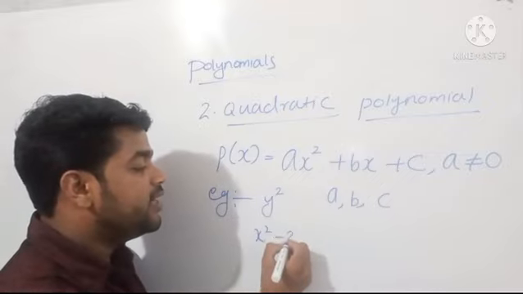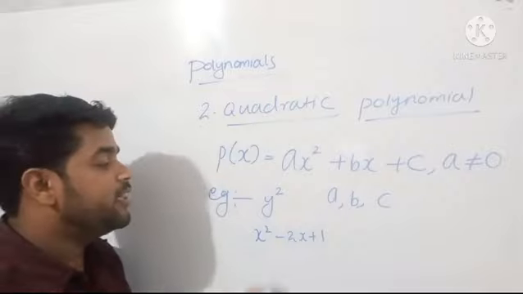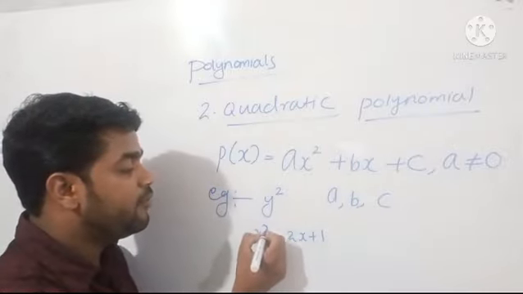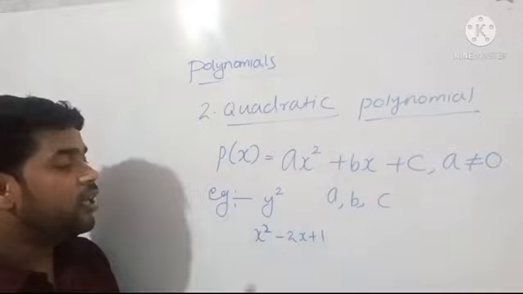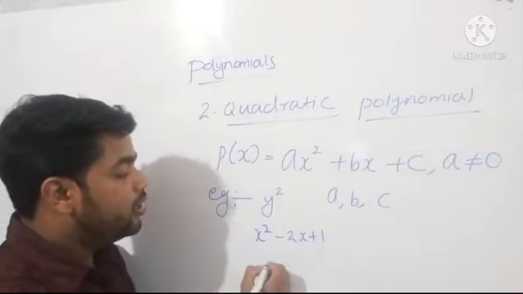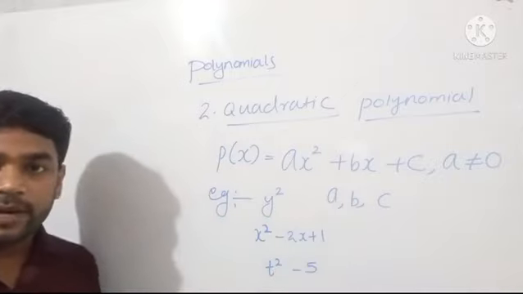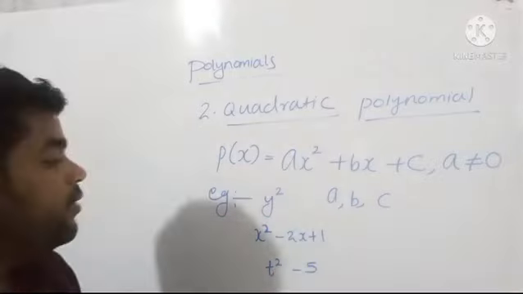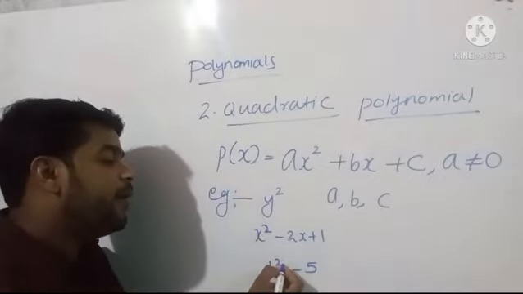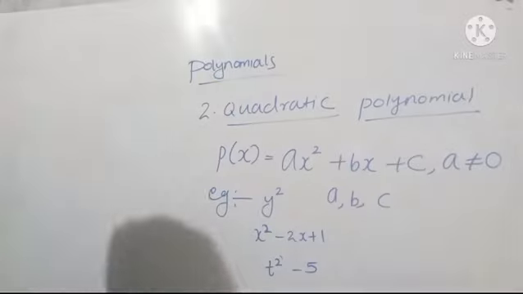Then x square minus 2x plus 1. It is a quadratic polynomial with degree 2. Here the highest power is 2. That is called a quadratic polynomial. Then t square minus 5. It is a quadratic polynomial with variable t, and its degree is 2.